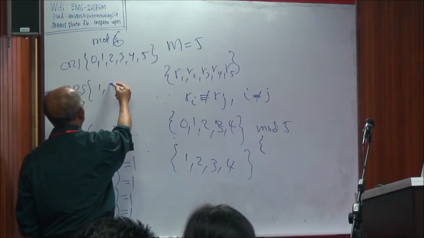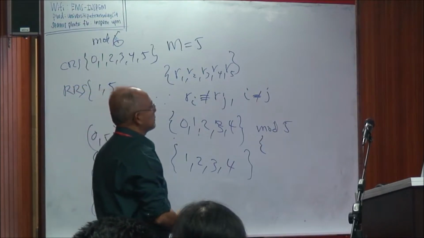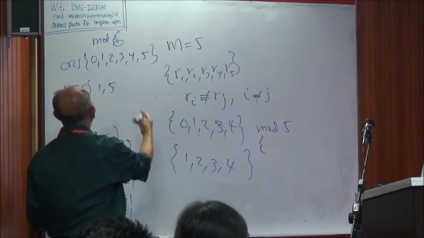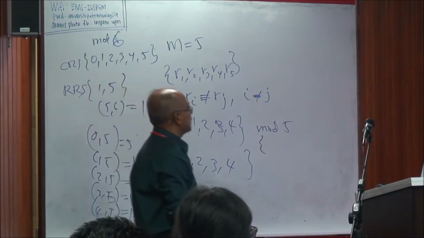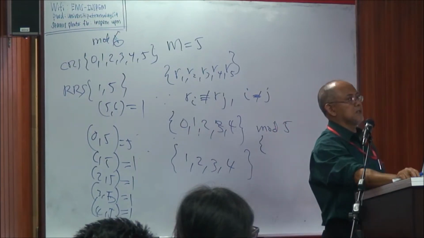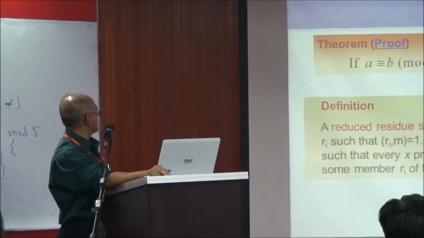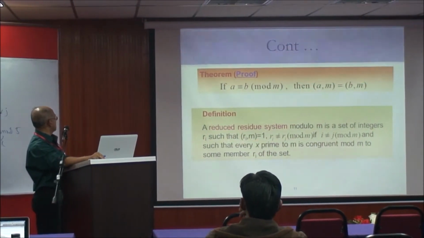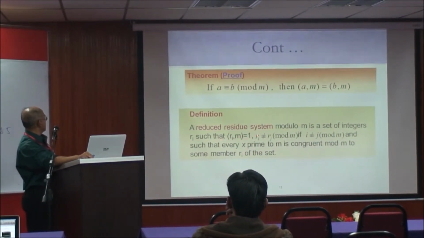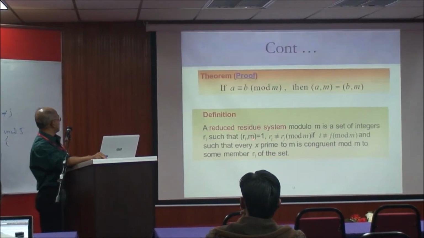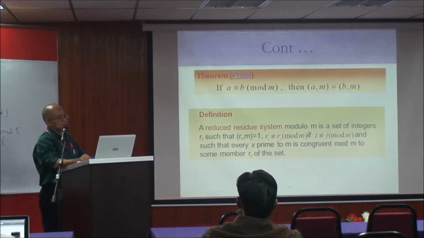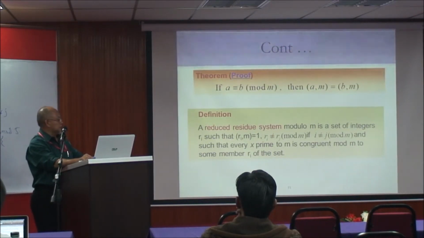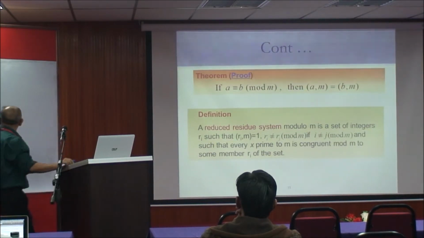And the only other integer is 5, right? There's 5 and 6. The GCD is definitely equal to 1. Meaning that we have only 2 integers out of the possible 6, if we are taking modulo 6, and those 2 integers are the only ones which satisfy this condition. The GCD with 6 is equal to 1, and definitely 1 and 5 are not congruent to each other, right? So those are the reduced residue system modulo 6.